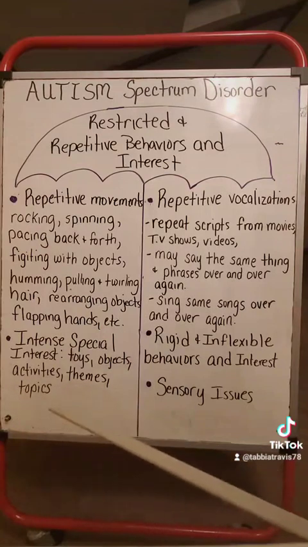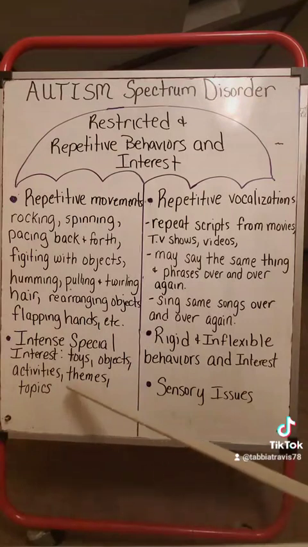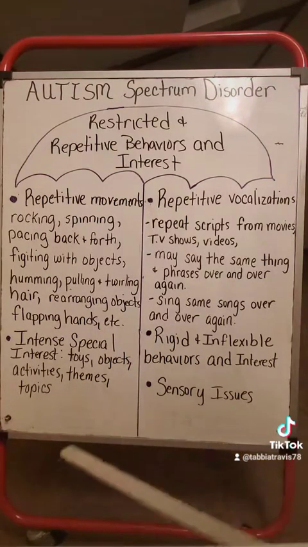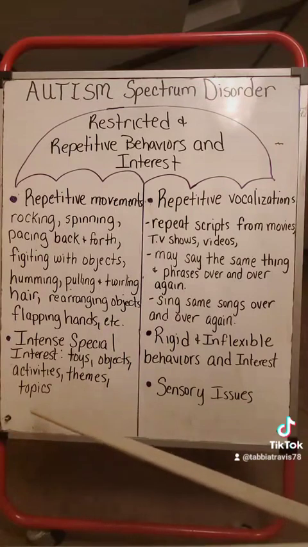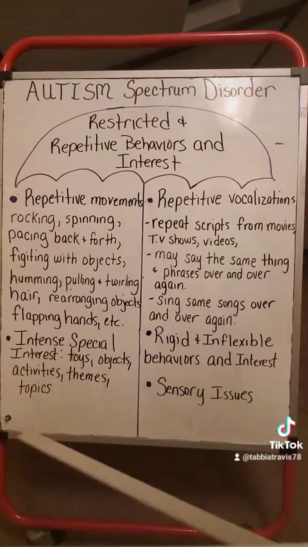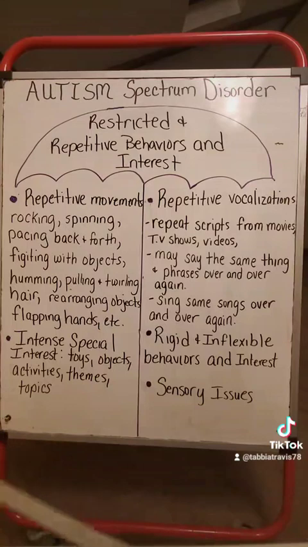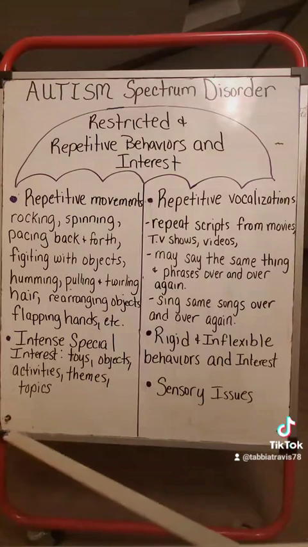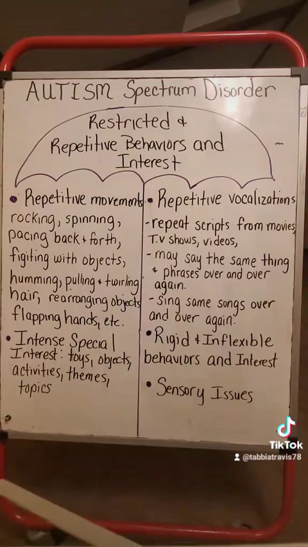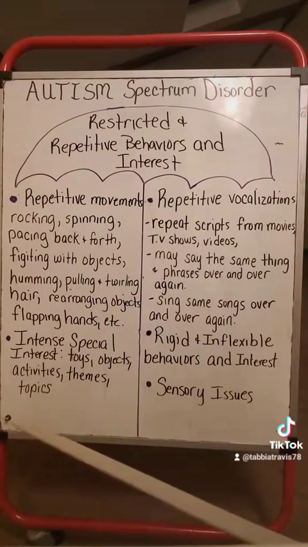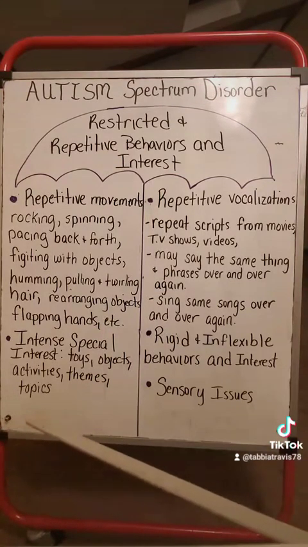Themes, like I told you all, they may love dinosaurs. And like I told you, my daughter was really into Frozen. That theme was something that she really loved. Specific topics. They might be able to state facts about, I don't know, all the presidents of the United States. They can tell you all about them, or all the states. They can tell you facts about each state and each president.